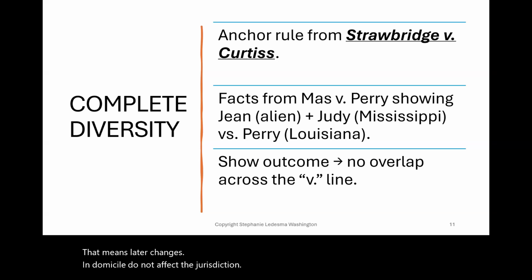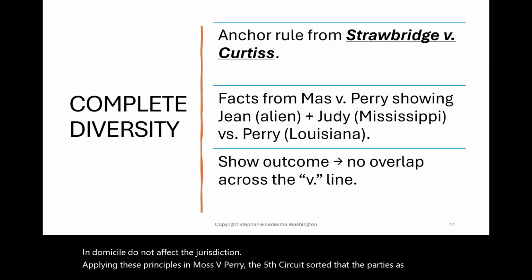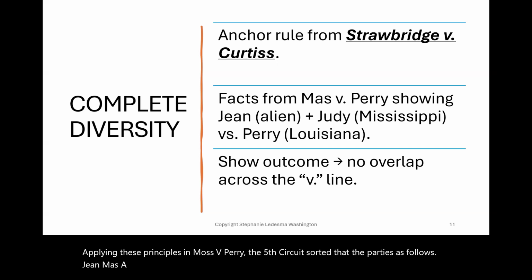Applying these principles in Moss v. Perry, the Fifth Circuit sorted the parties as follows: Jean Moss, a citizen of France, which places him under 1332(a)(2), satisfies the necessary requirement.